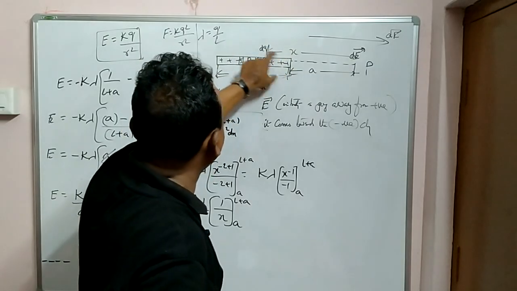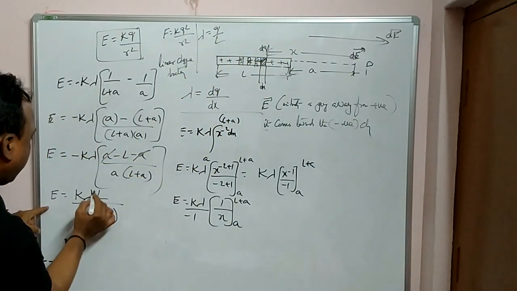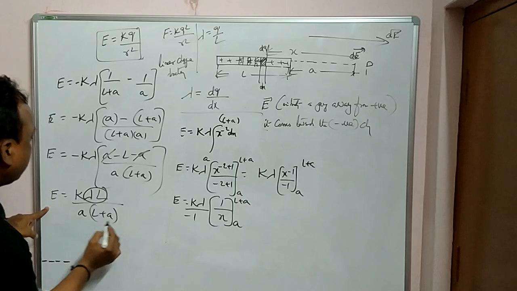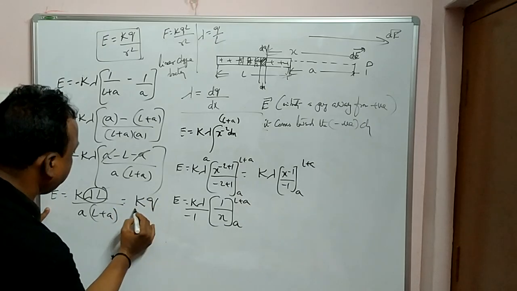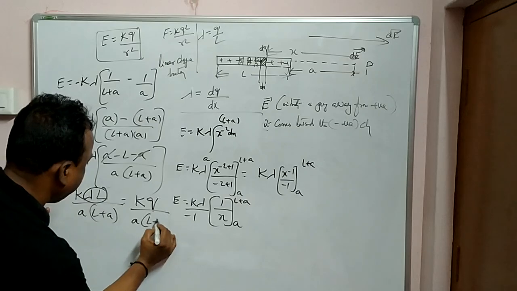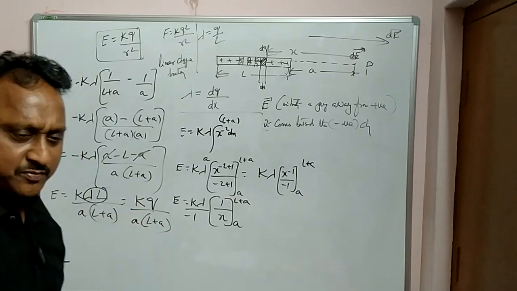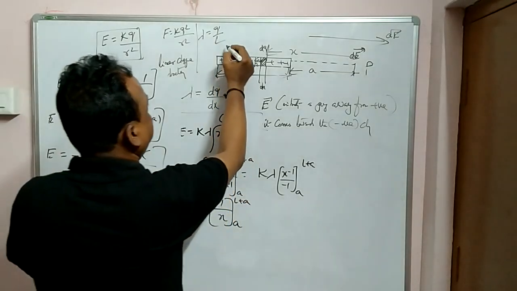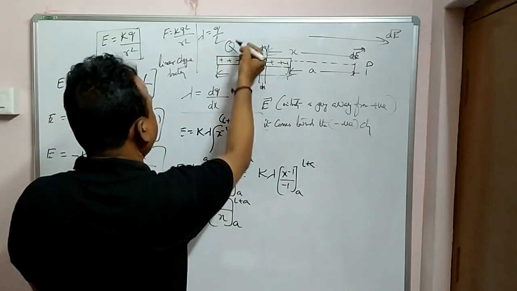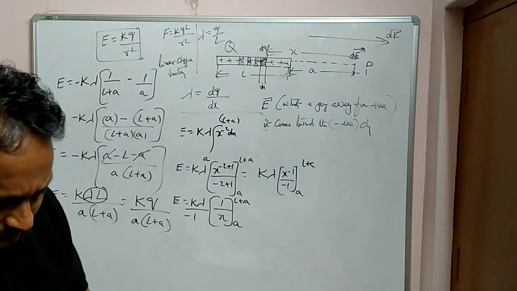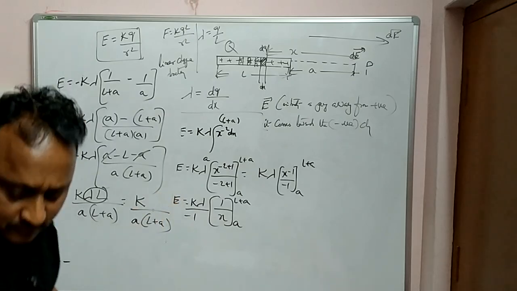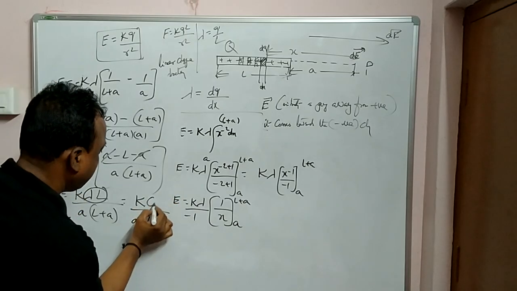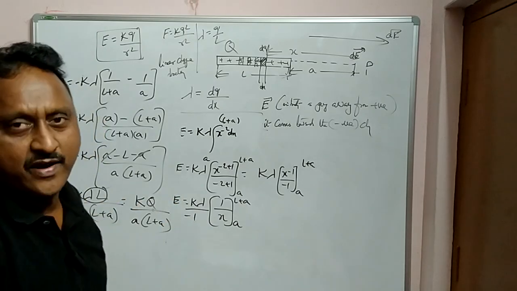Whatever rod is given here, lambda L, and then Q. Therefore KQ by A into L plus A. Sometimes that small q is taken as capital Q. You can take this small q as capital Q because the entire rod is there. Don't use small q, write capital Q. So this is the final formula.